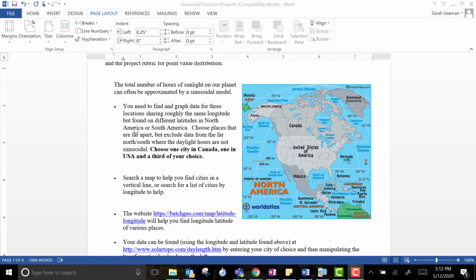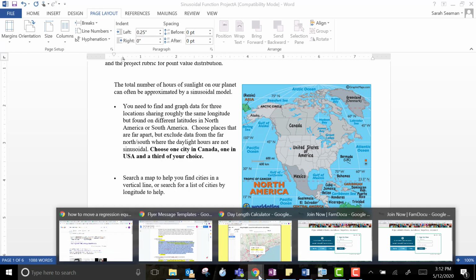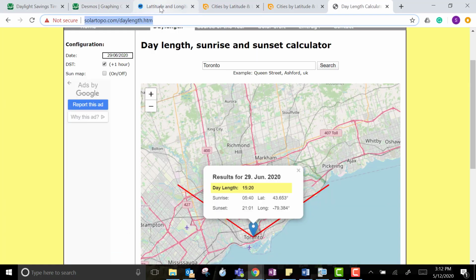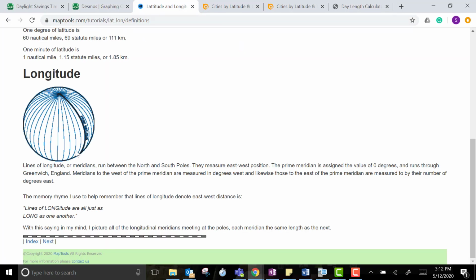What you're going to do is choose places that are far apart, but make sure that you are choosing cities that are on the same longitudinal lines. So let's talk about what that means really quick. Longitudinal lines are the lines that go up and down around the equator. Just like in physics, if a line is to the west of the prime meridian, so that means to the left, it will be negative. If it's to the east, it'll be positive.